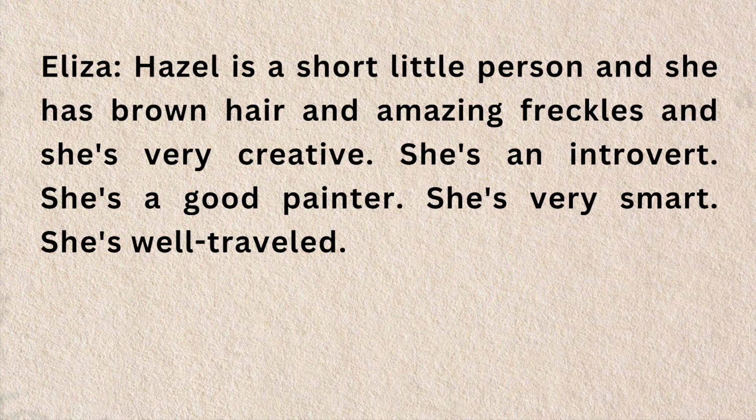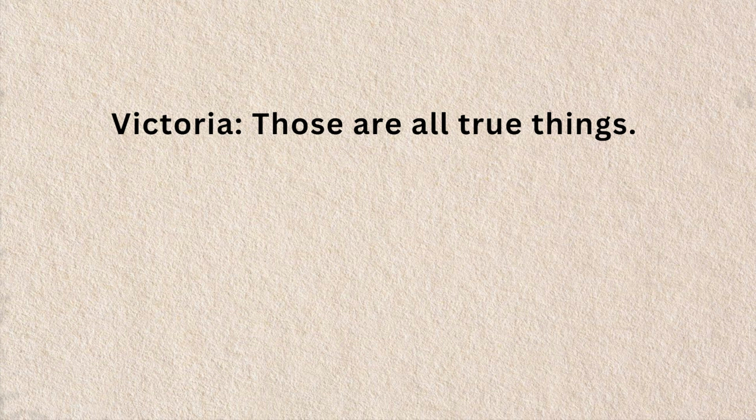Hazel. Hi, I'm Hazel. Eliza. Hazel is a short little person and she has brown hair and amazing freckles and she's very creative. She's an introvert. She's a good painter. She's very smart. She's well-traveled. Victoria. Those are all true things.